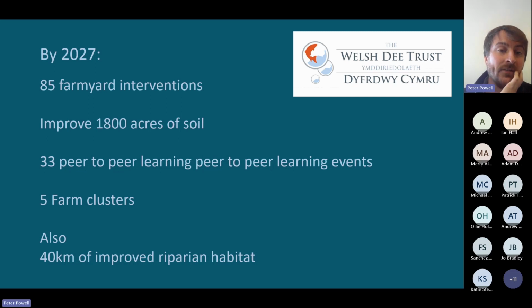So for Welsh Dee Trust, we have a water-wise farming program. We provide advice and support for free to farms to help them tackle some of these issues. We do what's called a technical farmyard assessment, where we essentially help a farm identify where they're compliant with clean water drains, where they can make improvements to stop pollution coming from the farmyard, and then we grant funds to help make those improvements.